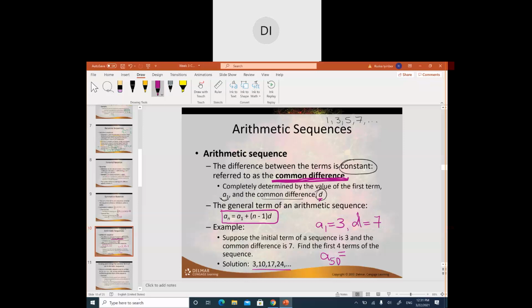A50 is going to be 3 plus, I'm just plugging it into this general formula, n is 50. So this is 50 minus 1 times 7. And that's going to give me the 50th number in that sequence.